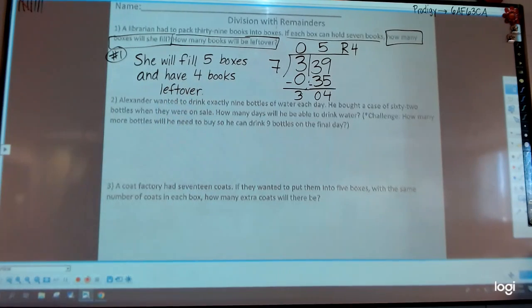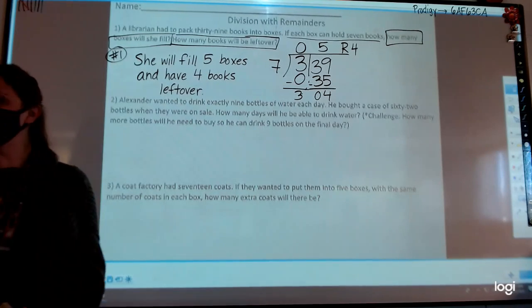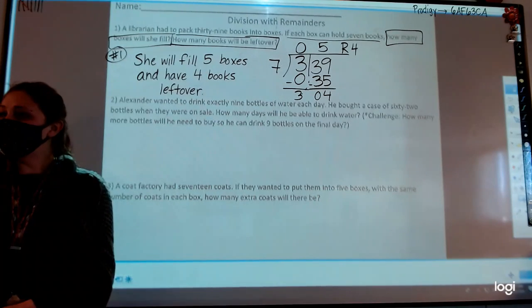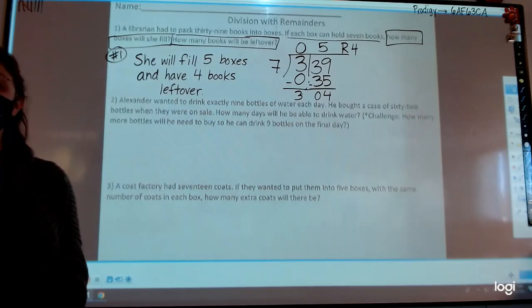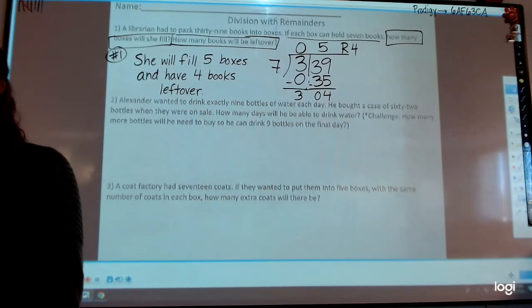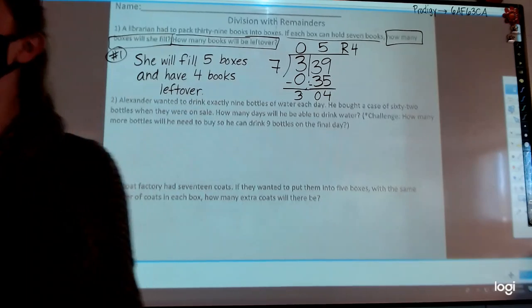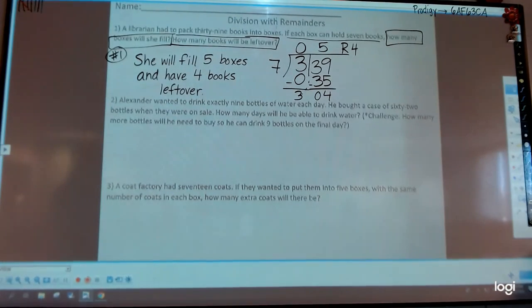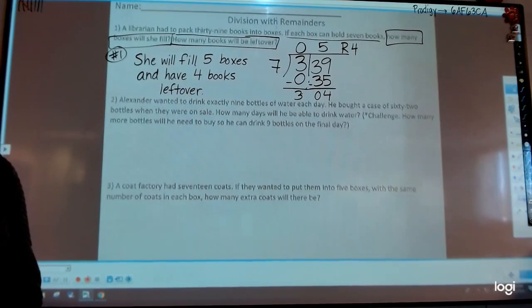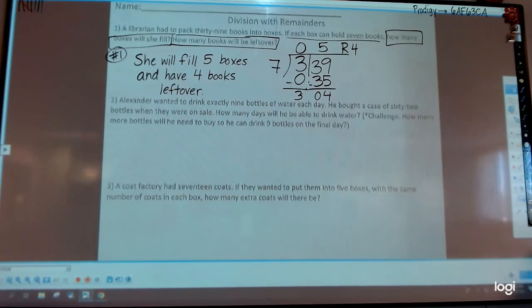I'll give you a minute to finish writing that down. Does anyone have any questions on how we got our answer? Okay, the trickiest part of this is just knowing that your remainder does mean something. So when you're answering your word problems, you have to make sure you think through what your remainder means. All right, I'll give you about 10 more seconds on that one. If you already finished, go ahead and start reading the next one and think through what your strategy could be.